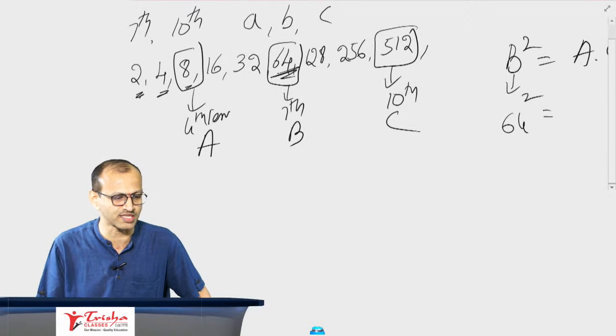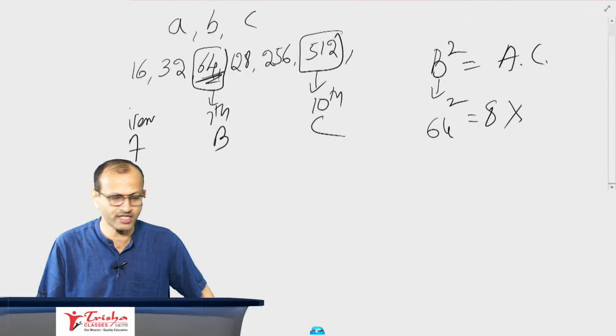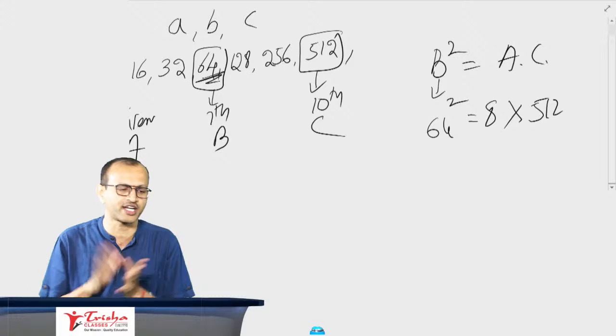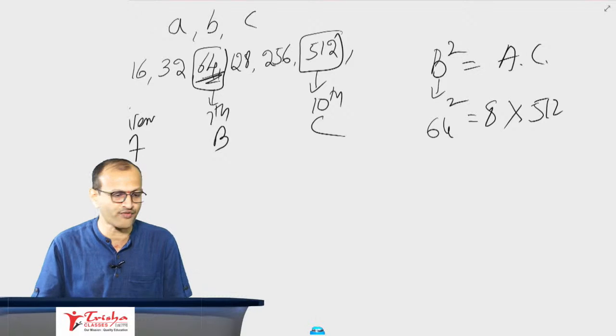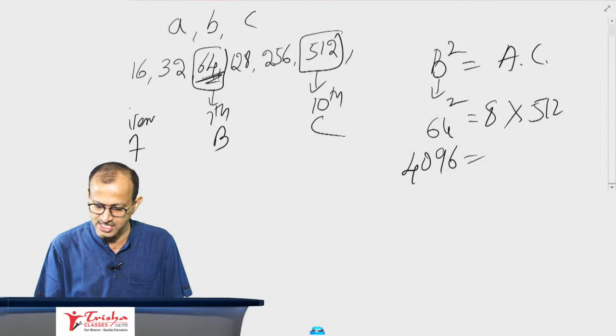A is 8, super. Tell me what is C? C is 512. Check, is it matching? Is 64 square equal to 8 into 512? Check it out. What is 64 square? It is 4096. Is this answer multiplying?